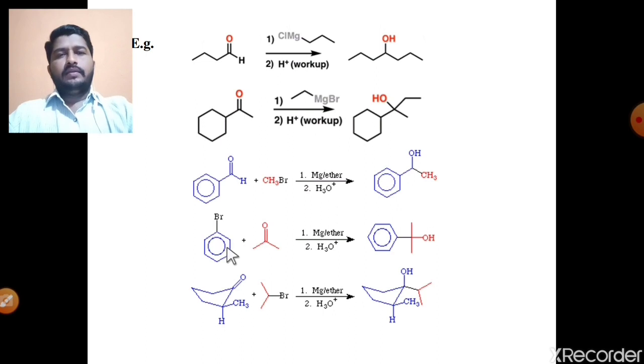Then the next one is bromobenzene in the presence of magnesium and ether solvent. Again there is a formation of Grignard's reagent, and this Grignard's reagent reacts with the ketone, acetone, and again gives a tertiary alcohol. The same Grignard's reagent in the presence of this ketone gives a tertiary alcohol. These are the best examples of reactions of Grignard's reagent with carbonyl compounds, either aldehyde or ketone.